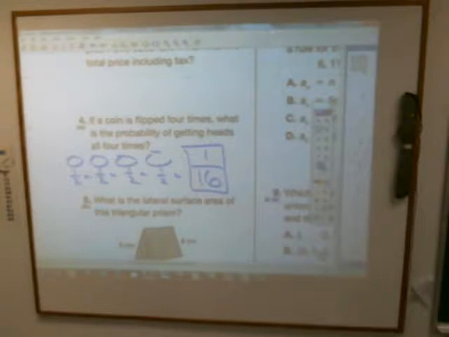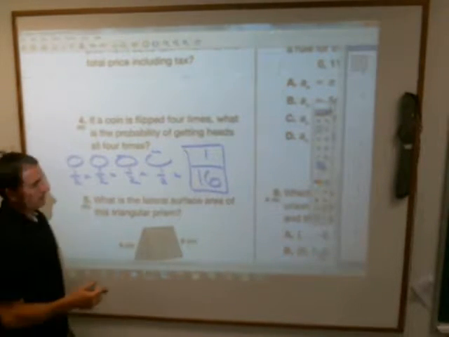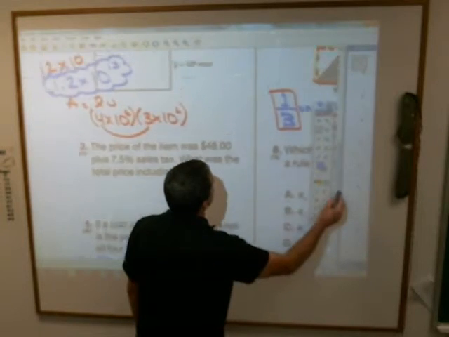Come on, Atkins. Number 6. We're going to skip 5 out. 6 up here.